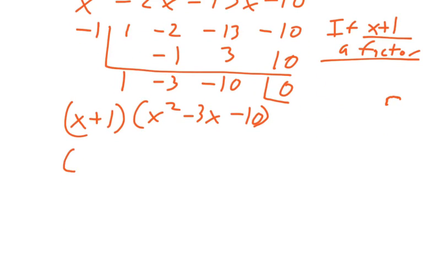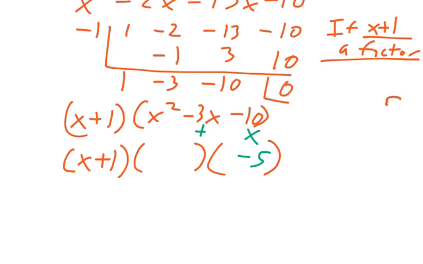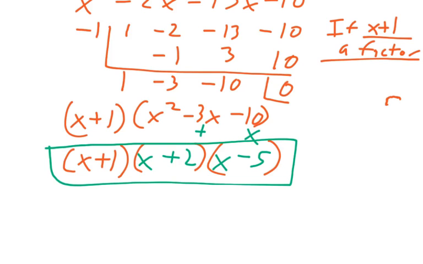If we continue to factor this, we try to break this down, and we need two numbers that multiply up to be negative 10 and add up to be negative 3. So the two numbers would be negative 5 and positive 2. And that would be your complete factor.